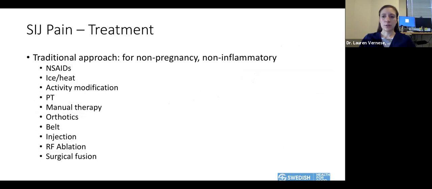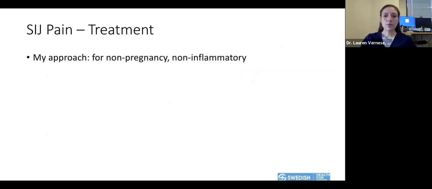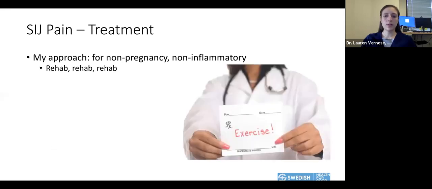So this is just a generalized treatment. I'm going to go through things in a little bit more detail, but typically if you go to a doctor and say, I have sacroiliac joint pain, this is what they're going to prescribe to you in a stepwise pattern. Often most people will start with oral medications, topical medications, then maybe get you into PT, some manual therapy, then injections, and possibly surgery. My approach for non-pregnancy, non-inflammatory treatment of SI joint pain is rehab.